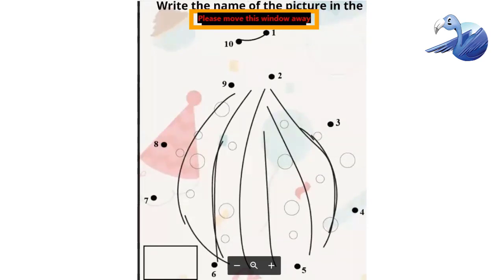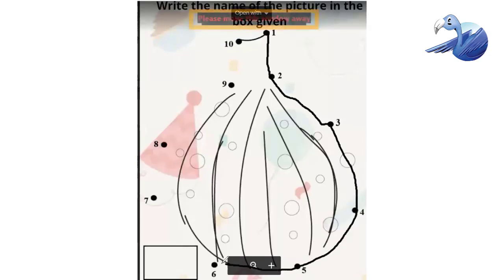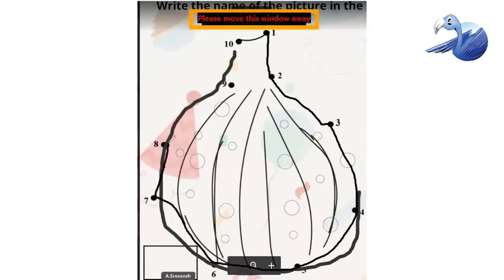You all know the numbers from 1 to 10? Yeah, so let's match from 1 to 2, 3, 4, 5, 6, 7, 8, 9, and 10. So what is it, students? Onion. Very good. So let's write onion here.